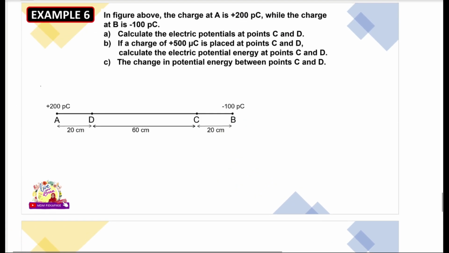Alright, so now kita dah sampai example yang terakhir tapi ada 3 anak soalan. Okay, panjang juga example ni. So let's try. In the figure above, we have charge at A, is 200 picocoulomb, and the charge at B is negative 100 picocoulomb. Okay, so means that here is positive charge and here is negative charge. Alright, so calculate the electric potentials at point C and D.